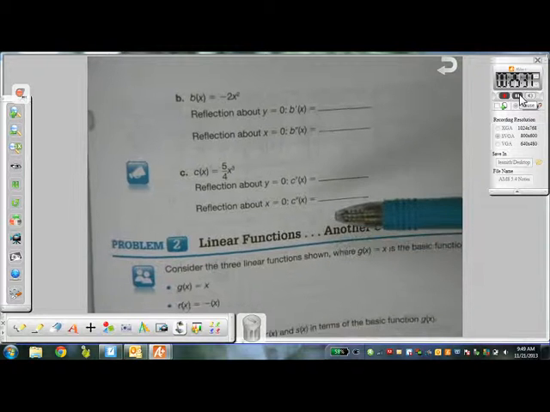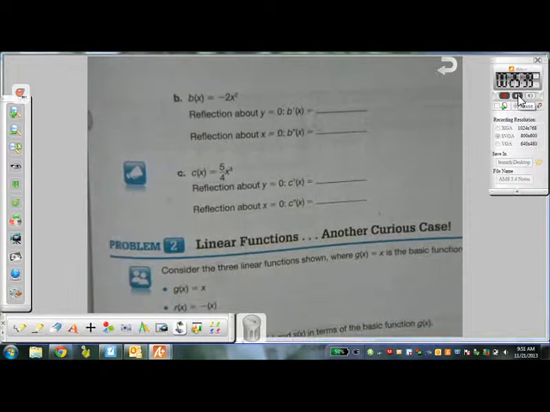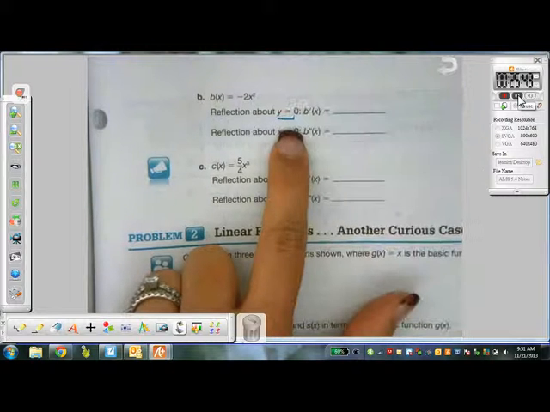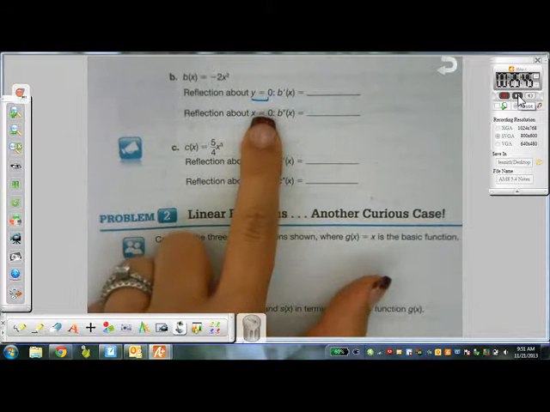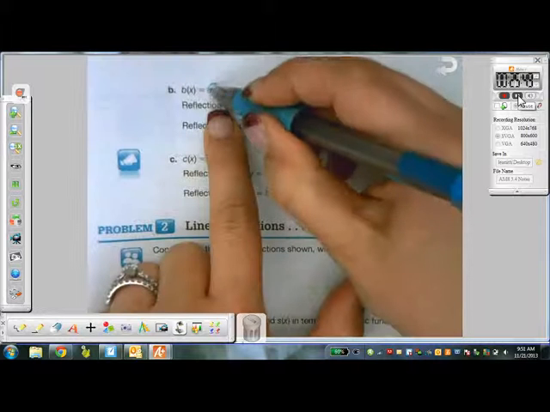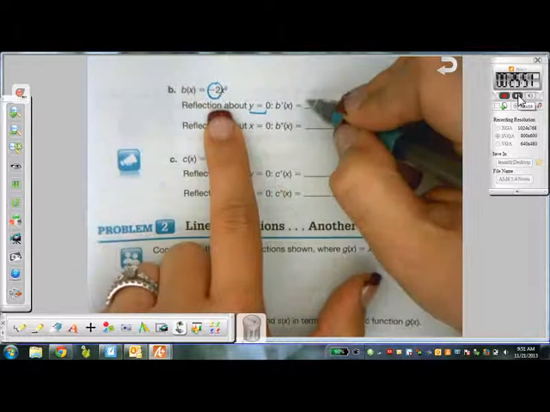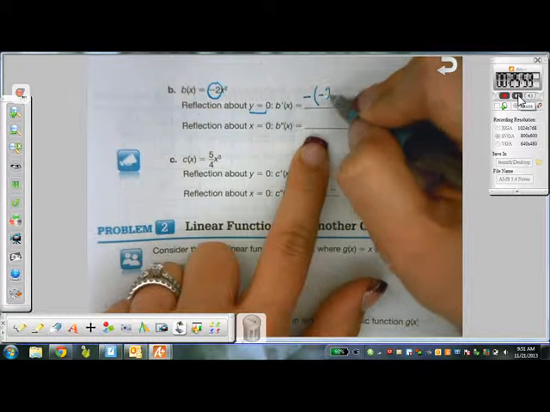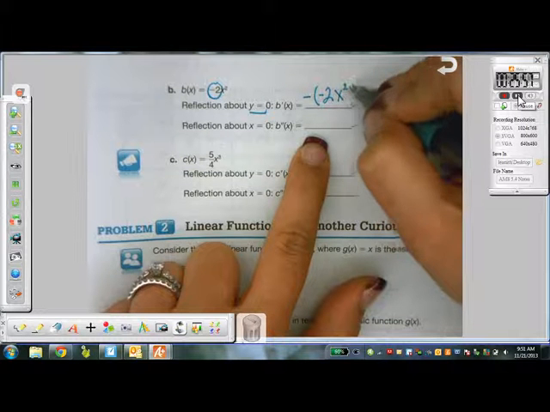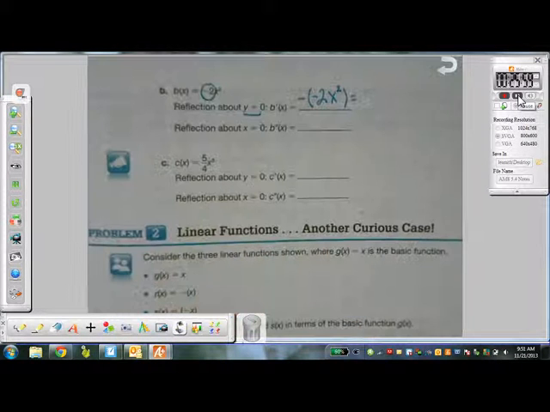All right, guys, so if I'm reflecting about y equals 0, that's the x-axis. So that affects my y coordinates or the result. Now, in this case, it's already negative. So if I took the negative of negative 2x squared, what does that actually make it? Positive 2x squared. How many of you guys got positive 2x squared for that one?